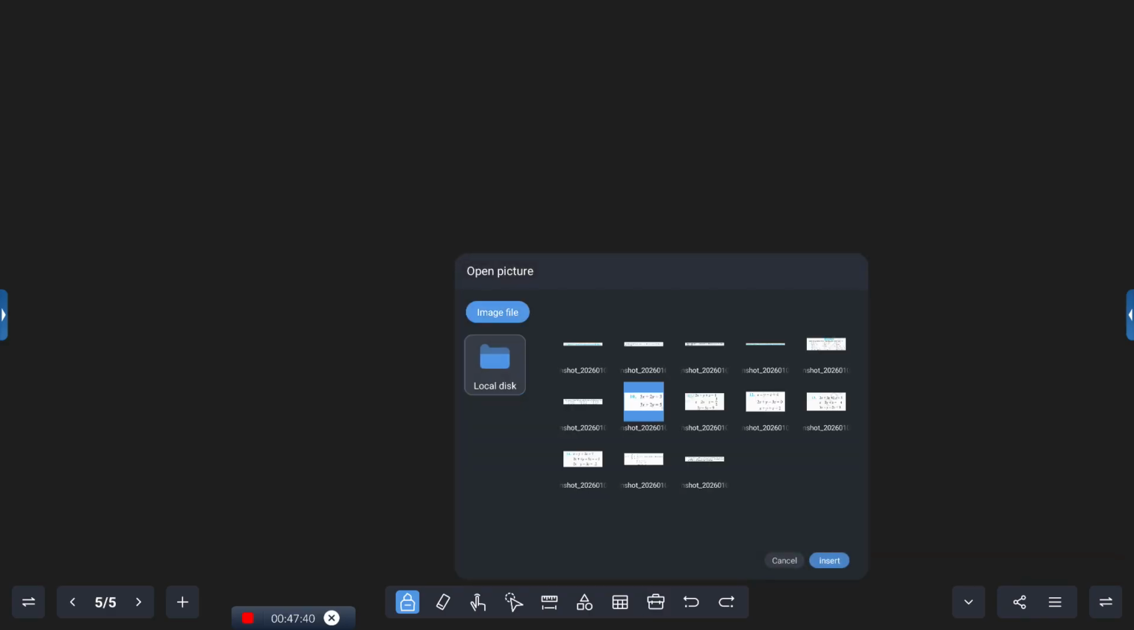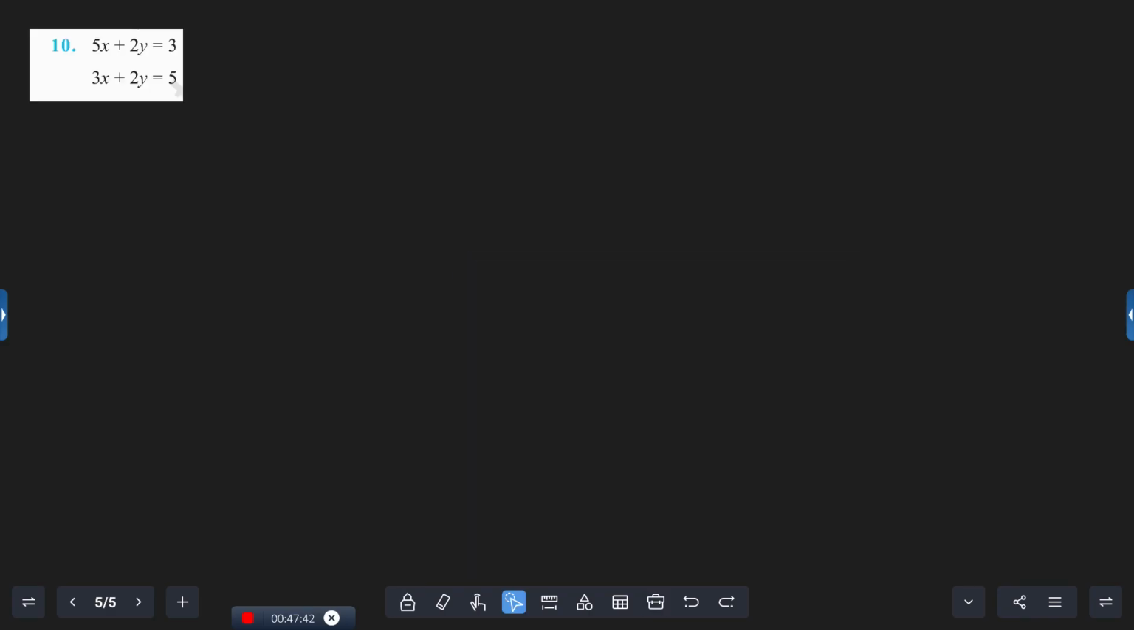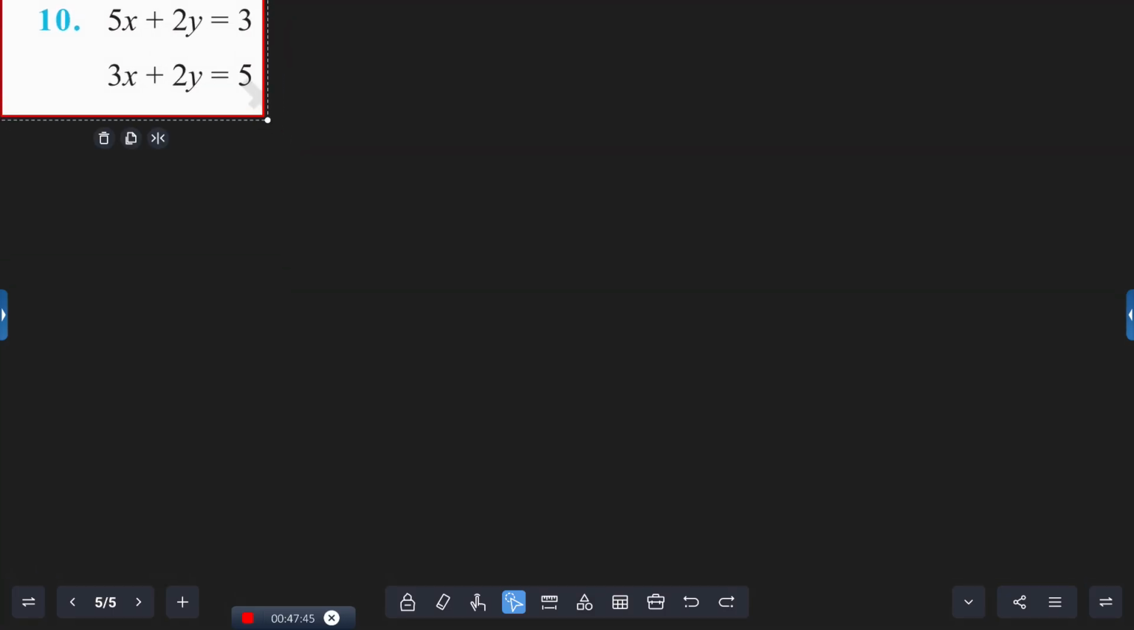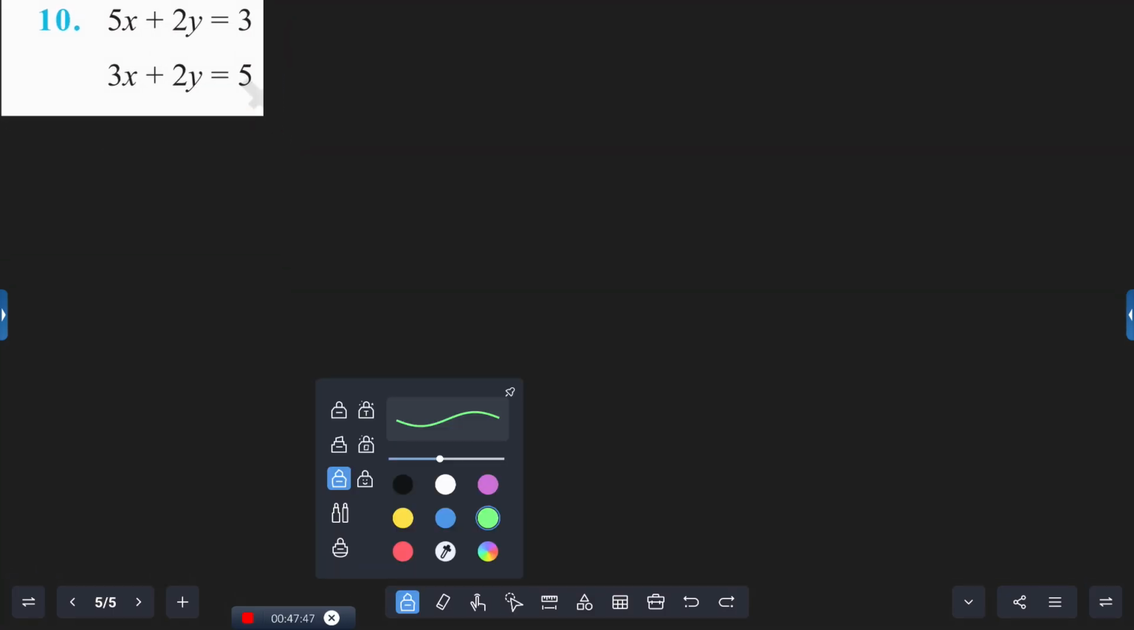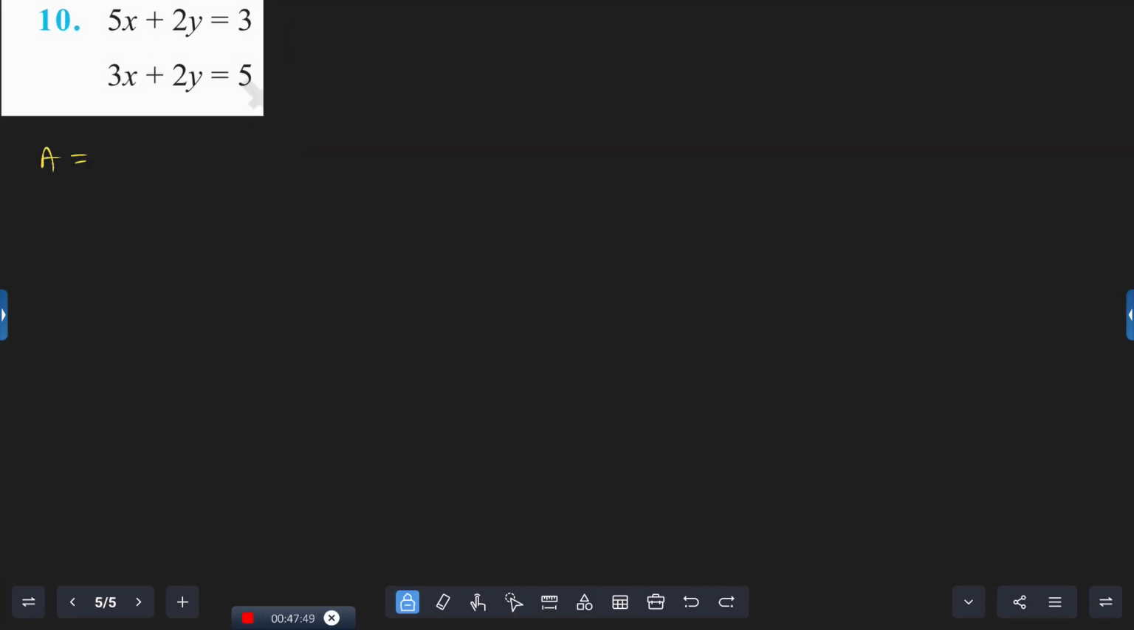Right, so I will bring the 10th one here. The 10th one is a 2 by 2 matrix, that I didn't notice. First you write the A matrix: 5, 2, 3, 2. X, Y. And the B matrix is 3, 5.